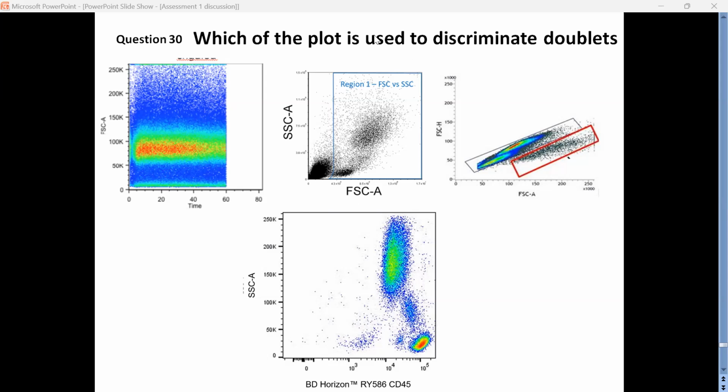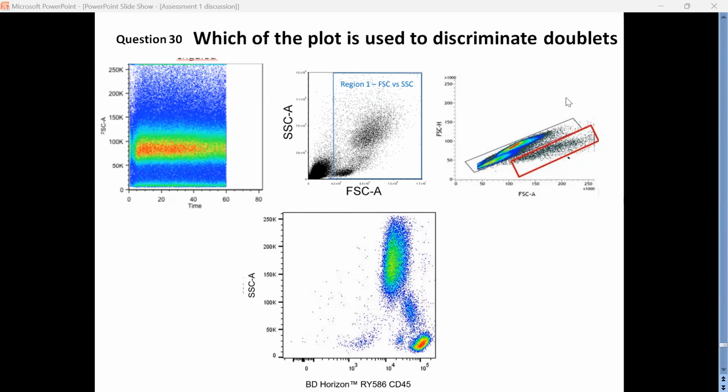The plot which is useful to discriminate the doublets is this one, which is a plot drawn against forward scatter height and forward scatter area. So doublets will have higher area, but the same height. In such a way you can discriminate the singlets from doublets. When you're going for subsequent analysis, you need to select only this population for further analysis.